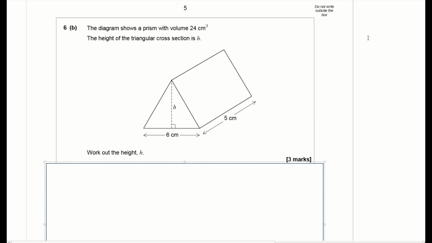6b. The diagram shows a prism with volume 24 centimeters cubed. The height of the triangular cross section is h. Work out the height h. Now notice we've got the length of the prism here, which is 5 centimeters, and the base of the triangle here, which is 6 centimeters, and the perpendicular height, which is h.